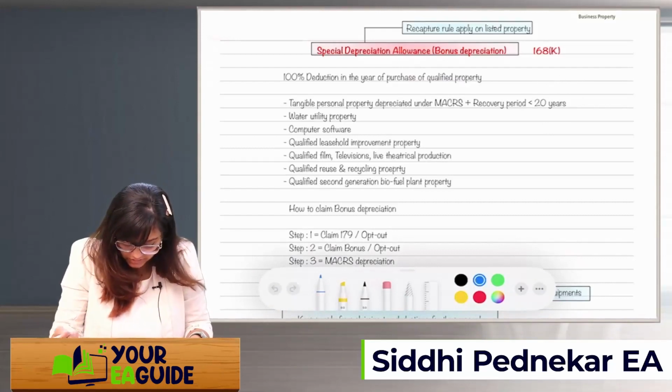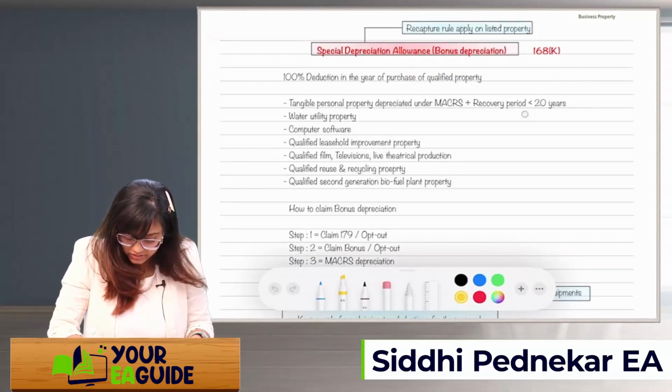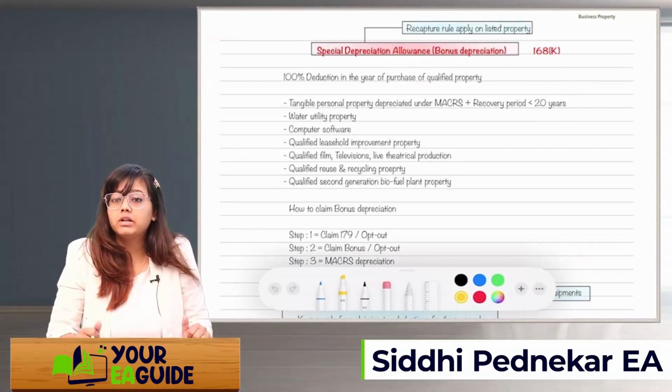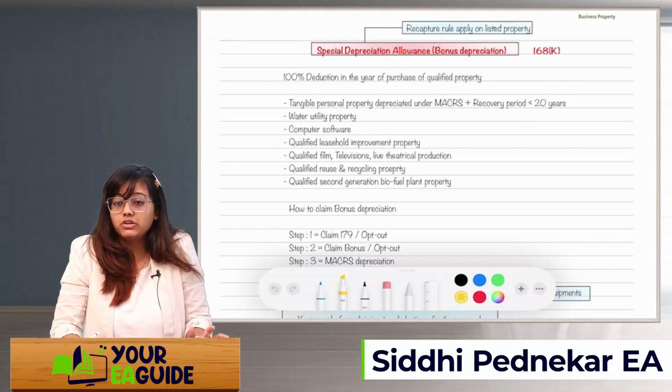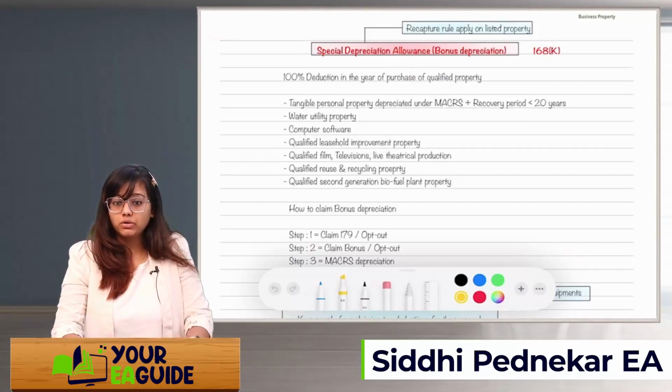I don't know why my pen is not working. So the 20 years criteria will be the provision due to which the real estate property will not be included.